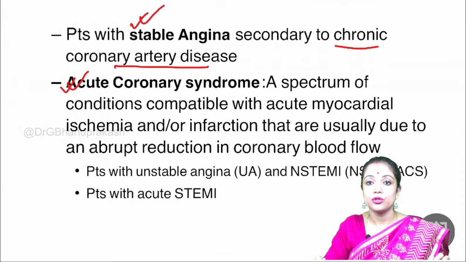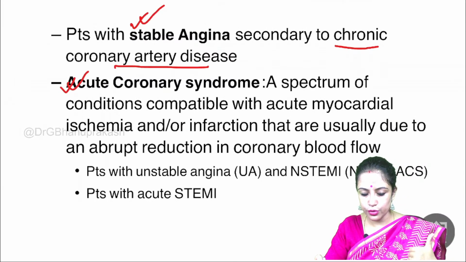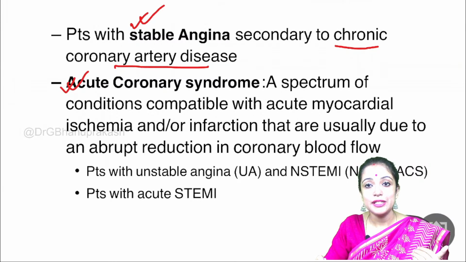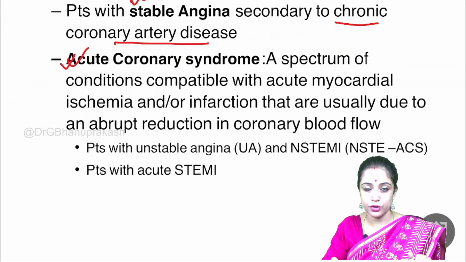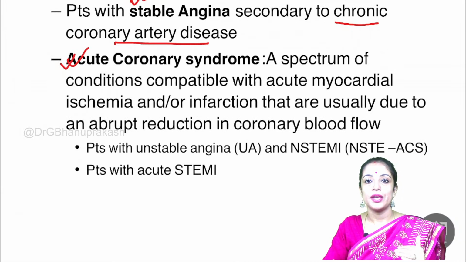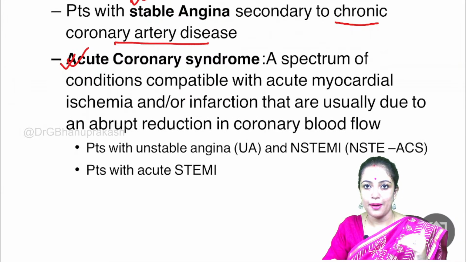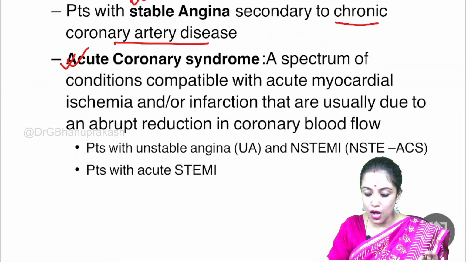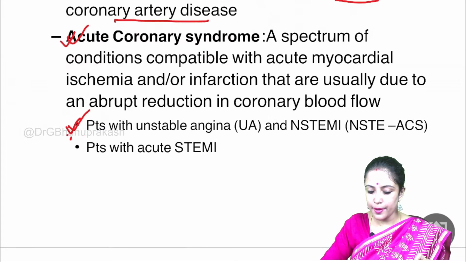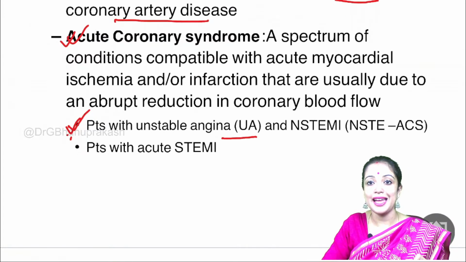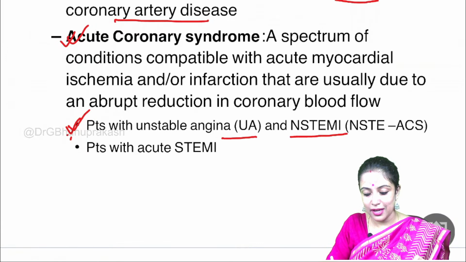The other one is acute coronary syndrome. So what is acute coronary syndrome? Acute coronary syndrome is compatible with myocardial ischemia and/or infarction that is usually due to an abrupt reduction in the coronary flow. Okay, the important word is abrupt. It is an acute condition where there will be abrupt reduction in the coronary flow, and it includes unstable angina and NSTEMI.